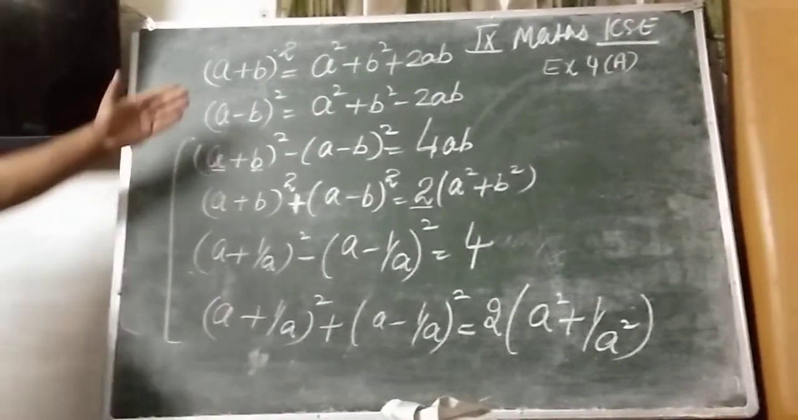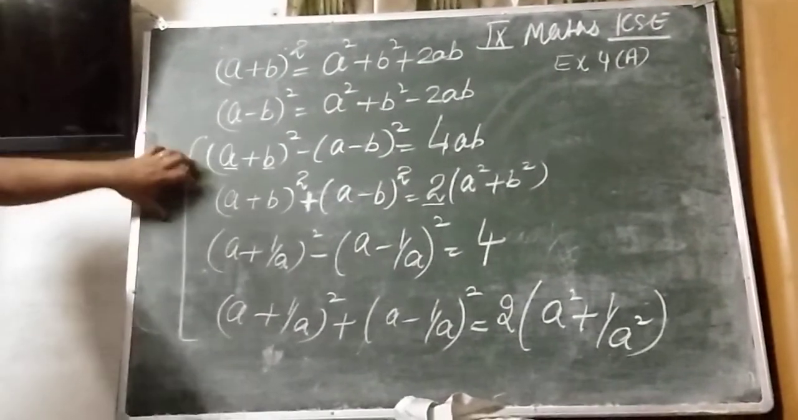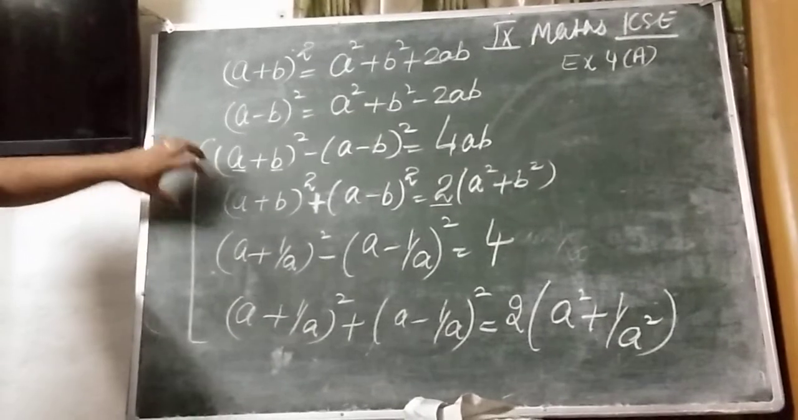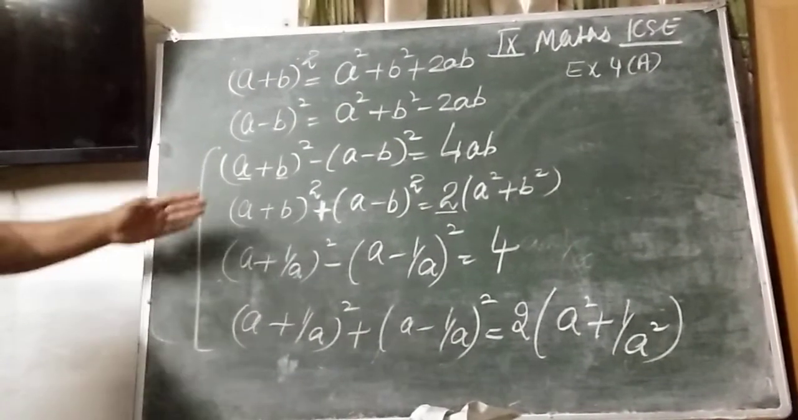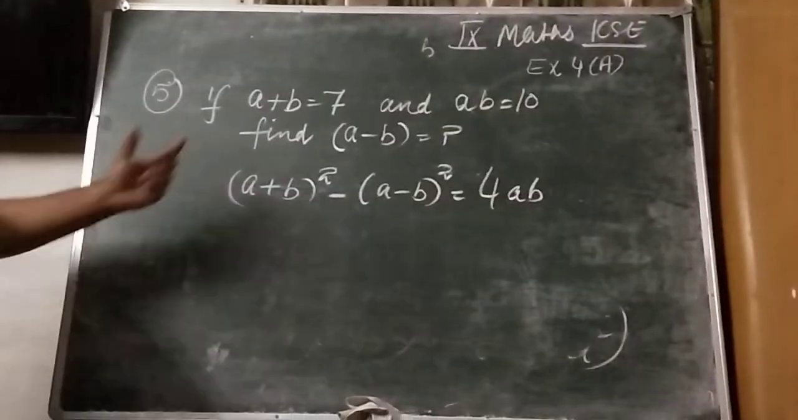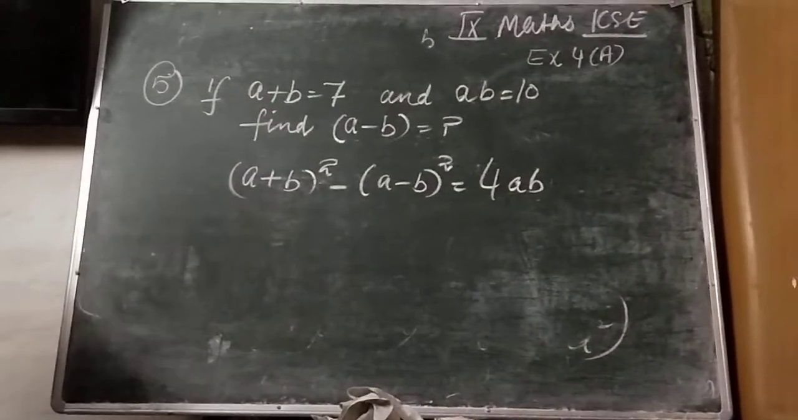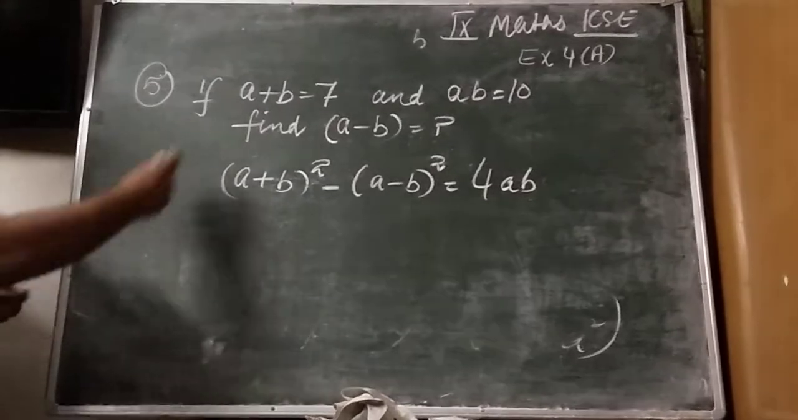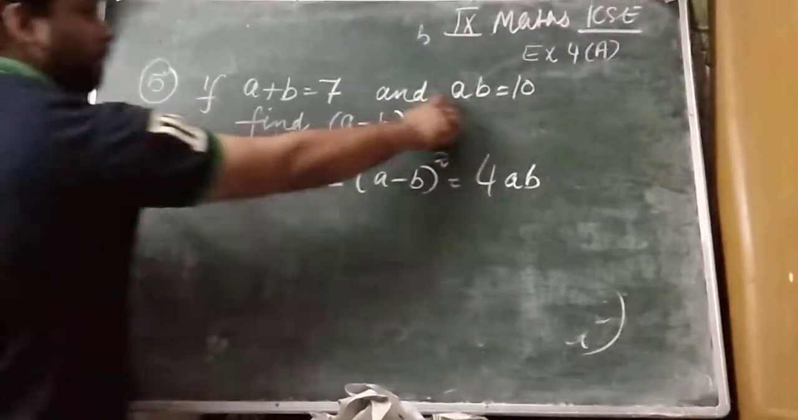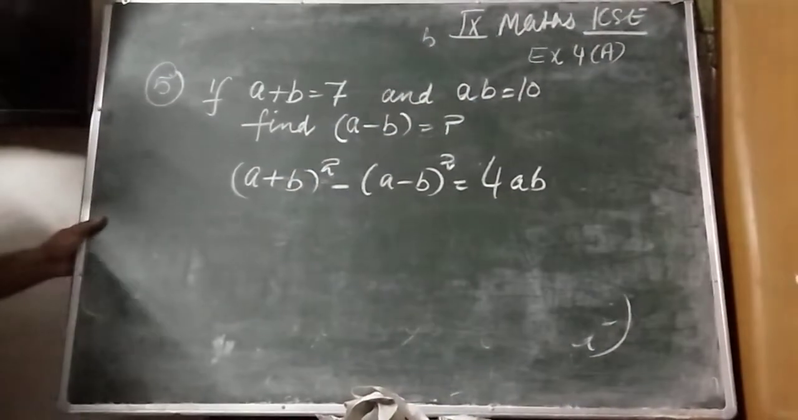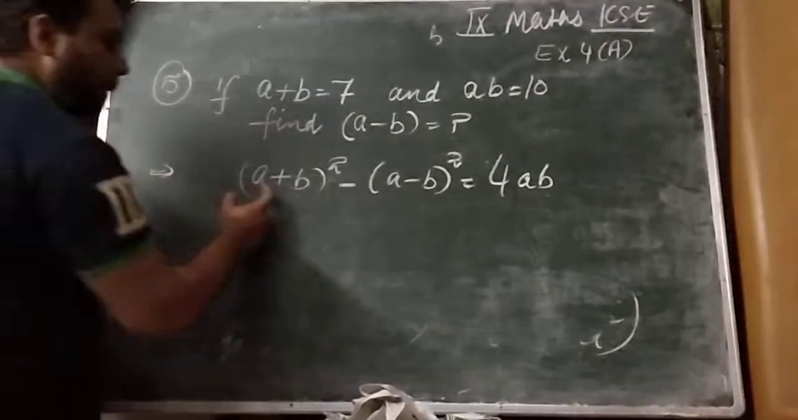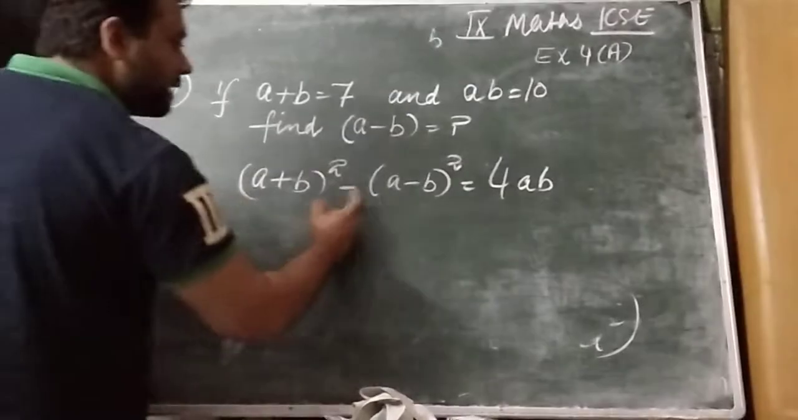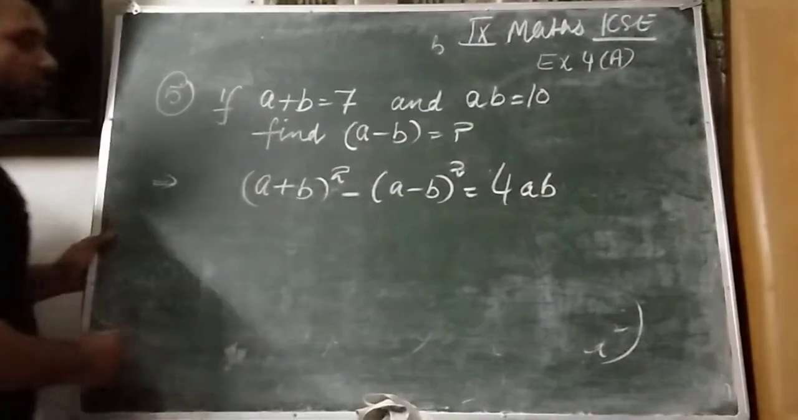So students, please note down these formulae. On the basis of these formulae we have to solve exercise 4A. Now we will solve one question based upon these formulae. If a plus b is given as 7 and ab is 10, we have to find a minus b. So which formula do we use? We use (a plus b) whole square minus (a minus b) whole square equals 4ab.